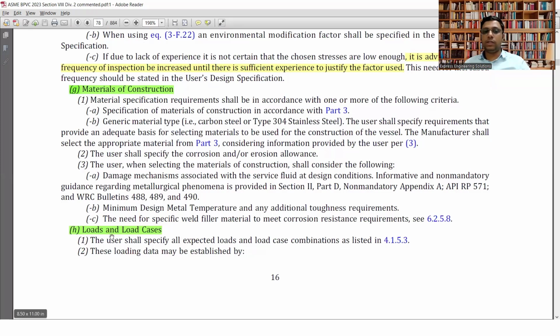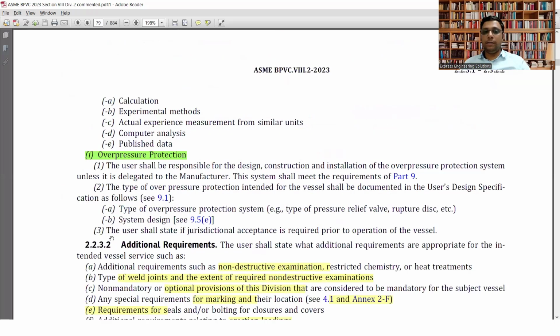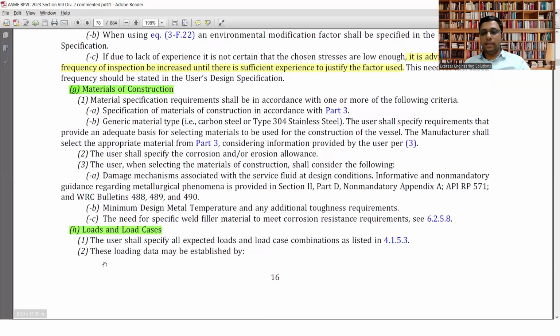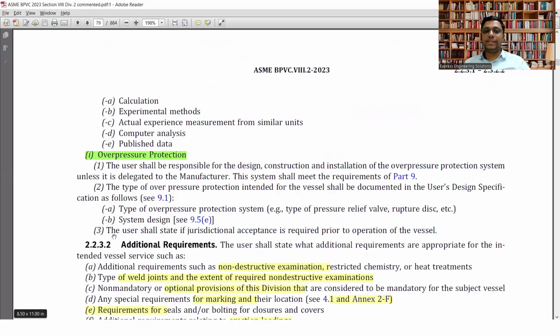Then comes the loads and load cases. In Division 2, combined load combinations have been given. So whether all those are applicable or there are any other kinds of loads that need to be considered: wind load, seismic load, snow loading, internal pressure, external pressure, piping loads, fatigue life. All those things need to be mentioned under this clause H.